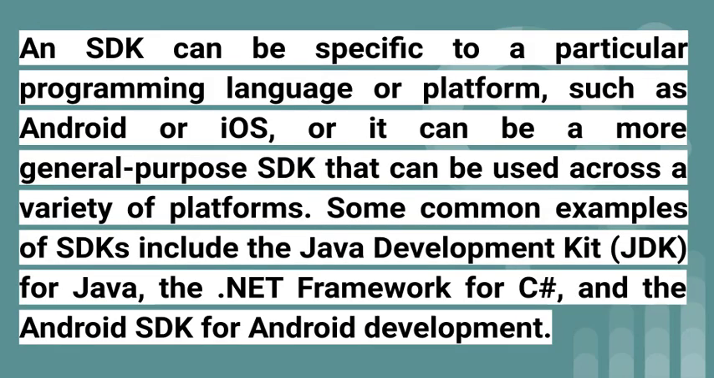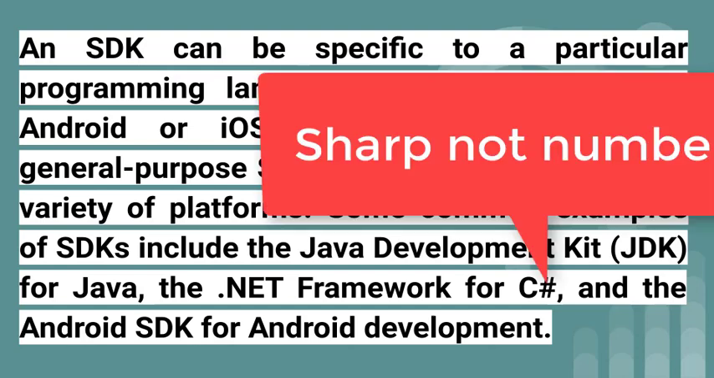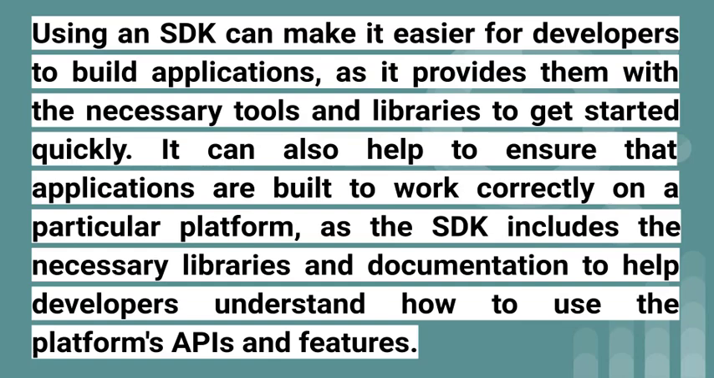An SDK can be specific to a particular programming language or platform, such as Android or iOS, or it can be a more general-purpose SDK that can be used across a variety of platforms. Some common examples of SDKs include the Java Development Kit, JDK for Java, the .NET Framework for C#, and the Android SDK for Android development.